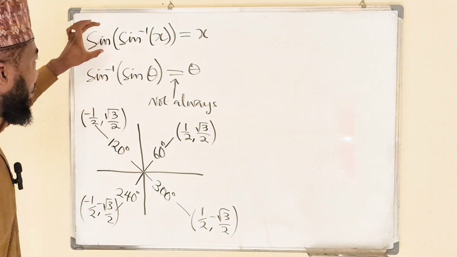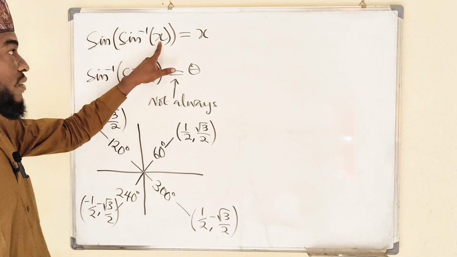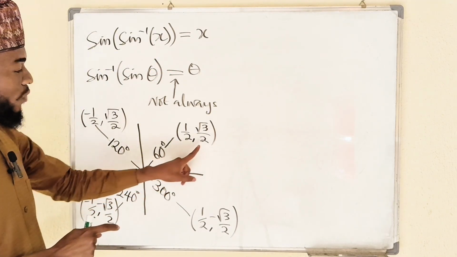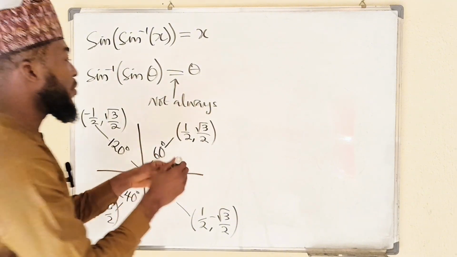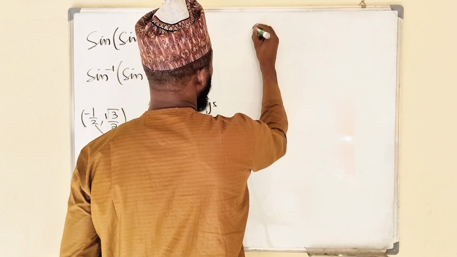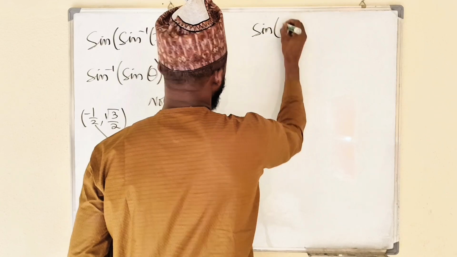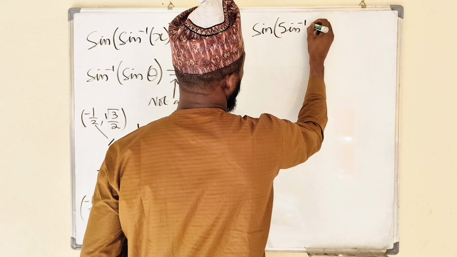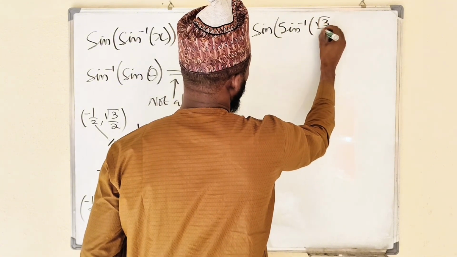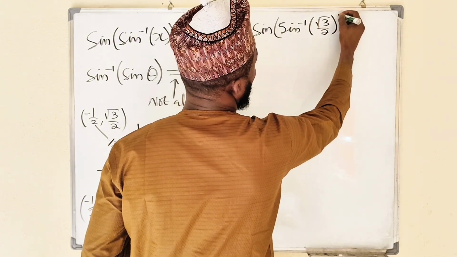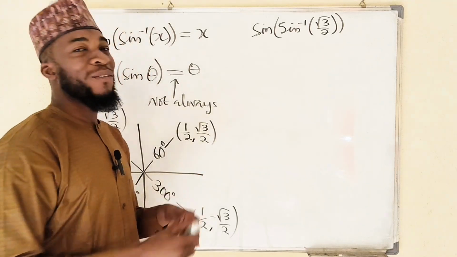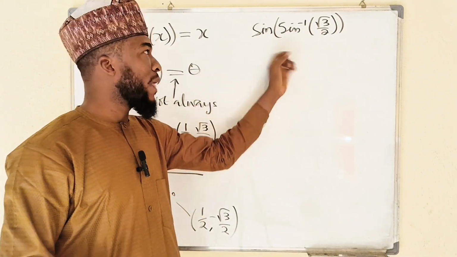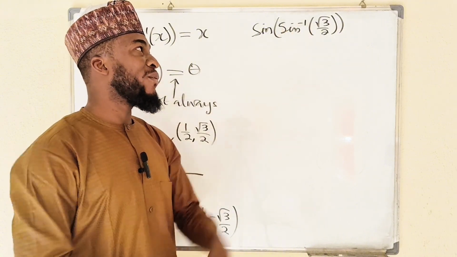So let's start with the first one. You know, this is going to be an output for the sine. So if you are here, we're going to use this root 3 divided by 2. So let's see whether it is true. Sine of sine inverse of root 3 divided by 2 is equal to what? You know, you have to start with the bracket first. So we have to evaluate this before this. So this one, sine inverse of root 3 divided by 2.